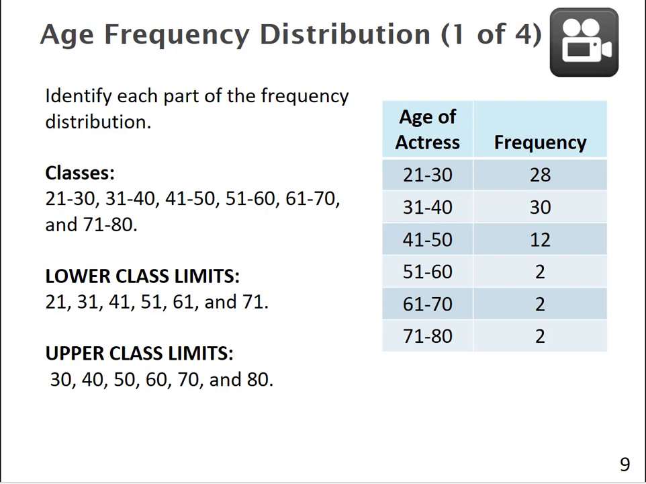Each class has a lower class limit. The lower class limit is simply the smallest number in each class. And then each class also has an upper class limit. These are the bigger numbers for each class. Let's move on to the next slide for part 2.